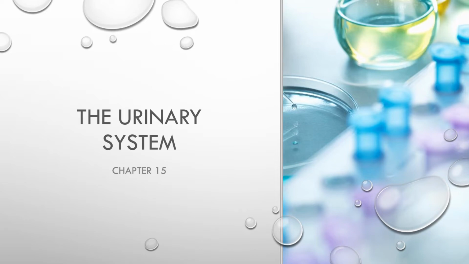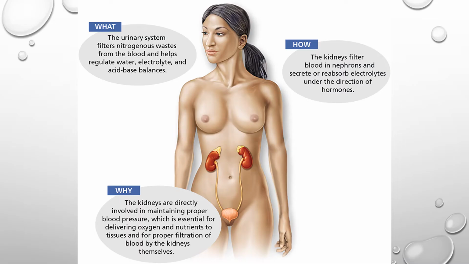Chapter 15, the urinary system. The urinary system is very important in that it filters waste from the blood and helps to regulate your water, electrolyte, and acid-base balances in the body.